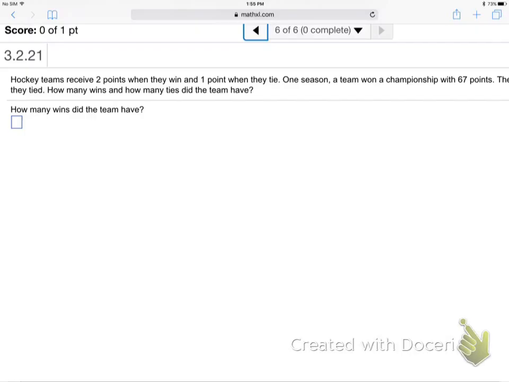Okay, so a hockey team gets 2 points when they win and 1 point when they tie. So let me just write that fact out right now. The points for the hockey team is going to be 2 times the number of wins plus 1 times the number of ties. Does that make sense so far? That's what they're saying in that sentence. How you calculate their points is 2 times however many wins, because 2 points for every win, plus 1 times however many ties, 1 point per tie.